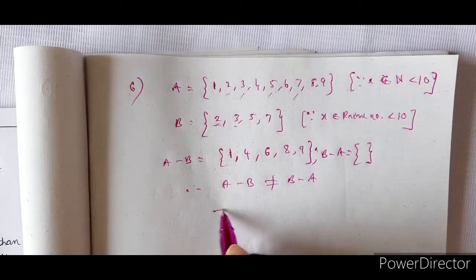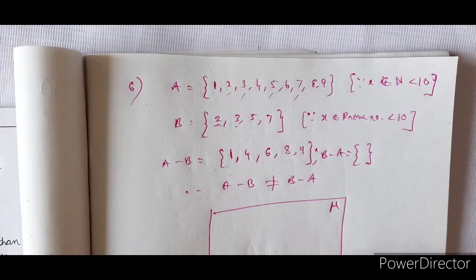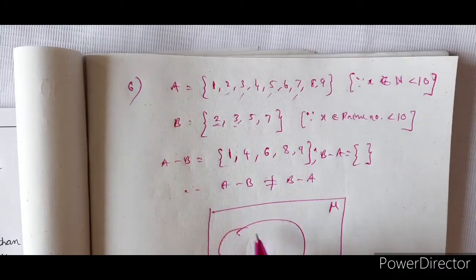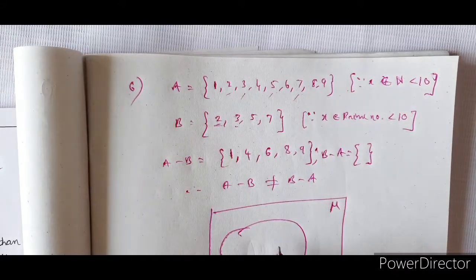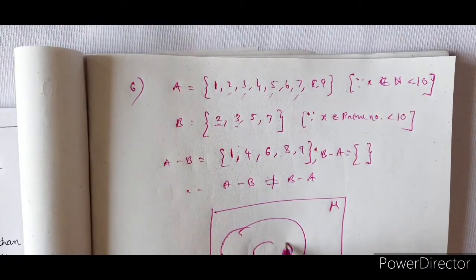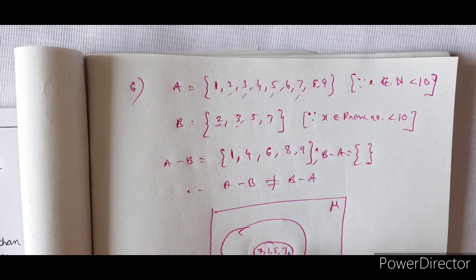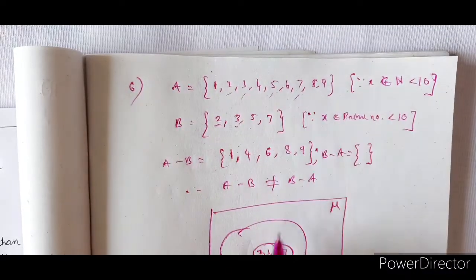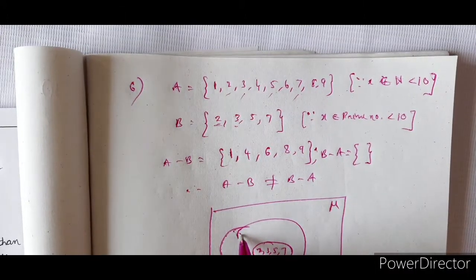So now we have to show that in a Venn diagram. We have some set A, and B is a subset of A. B has the elements 2, 3, 5, 7. Now A minus B means removing B. These are A minus B.